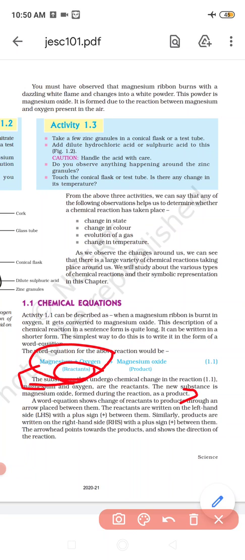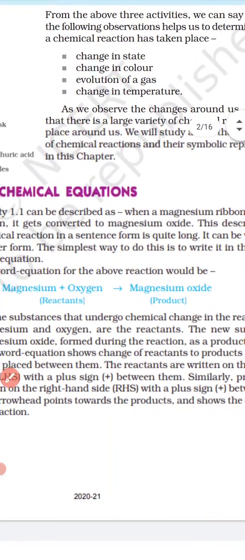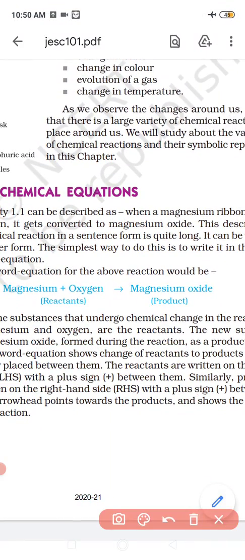And after burning you get the ash of magnesium oxide. The new substance magnesium oxide formed during the reaction is a product. So after any chemical reaction, the substance which you get is known as the product. So here you got two new terms: reactant and product. Reactant means the substance which participates in any chemical reaction, and the new substance which you get is known as the product.